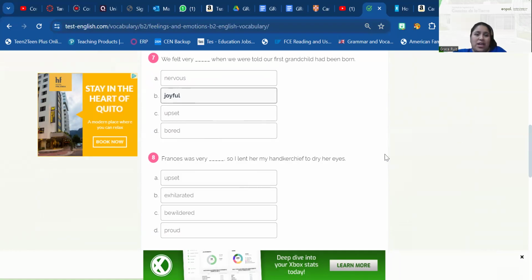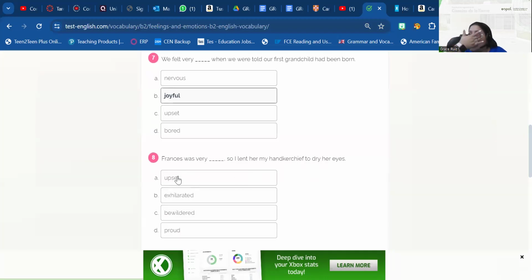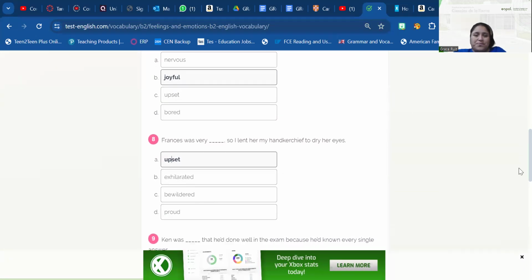Frances was very, so I lent her my handkerchief to dry her eyes. If she wants to dry her eyes, that means that she has been crying, right? So how do you think she feels? Upset, exhilarated, bewildered, or proud? Proud, definitely not. Bewildered, but you don't cry when you are confused. Exhilarated, you don't cry when you are excited. So the best answer would definitely be upset in this case.